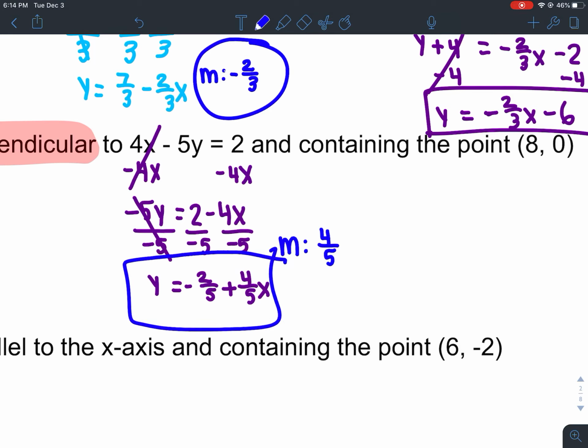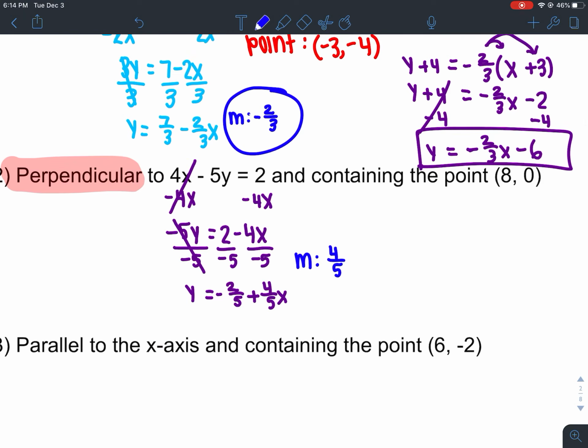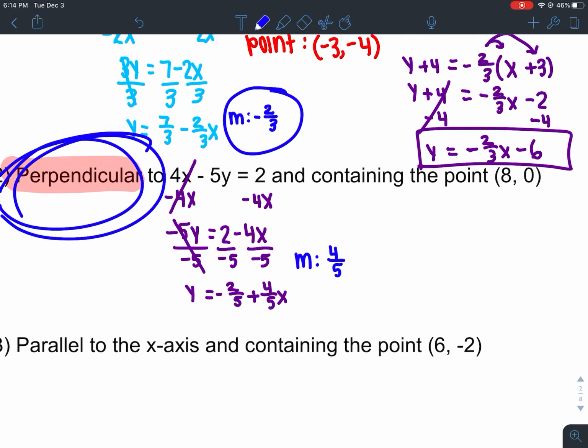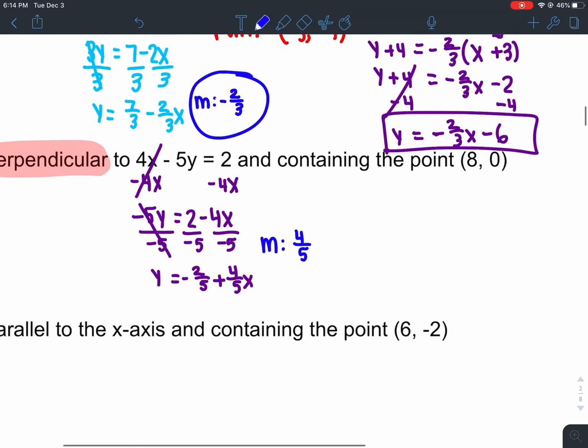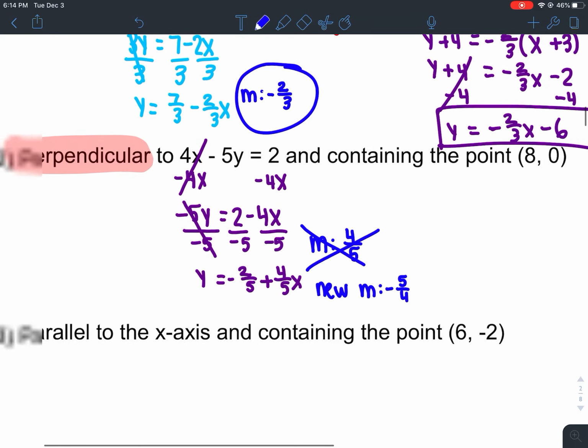And again, don't stop here, right? We don't want to stop there because all we've done is convert. Now we're looking at our slope. This is the slope that I have based off of this equation. Do I want to use this slope in my new equation? No. Why not? You want it to be perpendicular. You need an opposite reciprocal slope. So that means my new slope is going to be -5/4. I do not want to use that old one.